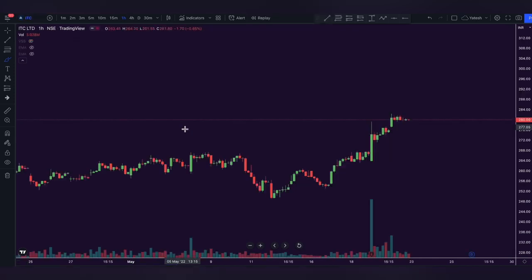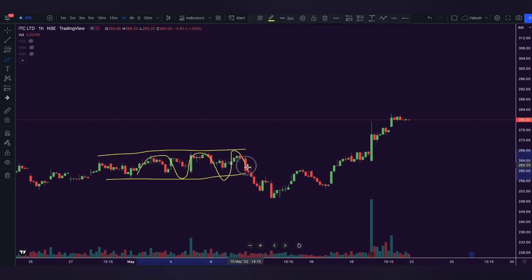Now let us see an example of what we need to do when the market is bullish. Traders, what you're looking at right now is a chart of ITC on a 1 hour time frame. What I can observe here is the market was trading within a range. The market was in a consolidation phase. At this time, we do not take any kind of trade. After that, there was a small fall.